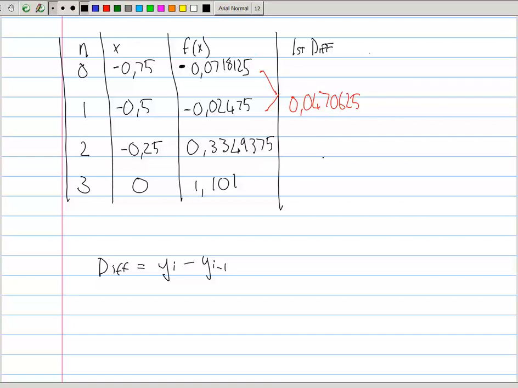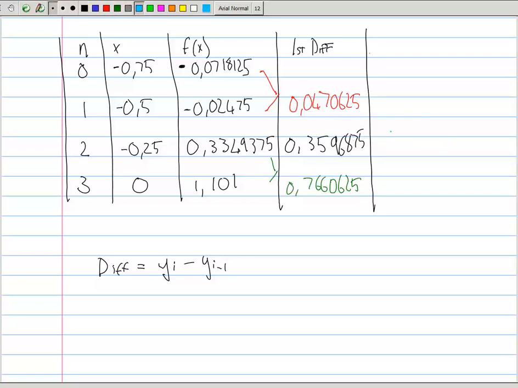So if we land up doing that for each of these, we land up with 0.3596875. And then our last one, the difference between these two lands up being 0.7660625. And because this is nice and quick to do, let's just do them all.